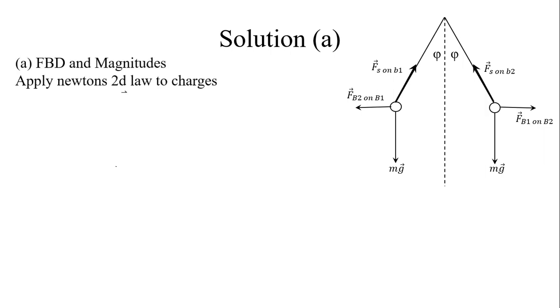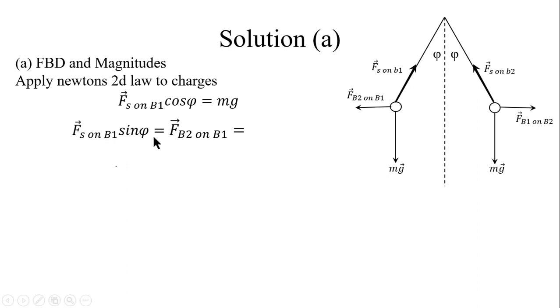Now, free body diagram magnitudes. Apply Newton's second law to charges. For string on B1, cosine theta. Why am I using cosine? Because I want the adjacent side, obviously, right? Equals mg. If I pull this down and draw my triangle right here, this mg is my adjacent side with that angle. So force of string on B1 sine theta equals force of B2 on B1. So if one is cosine, the other one is sine. If this is cosine, then this one is sine. So string on B, cosine theta equals mg. This one equals the force of B2 on B1.